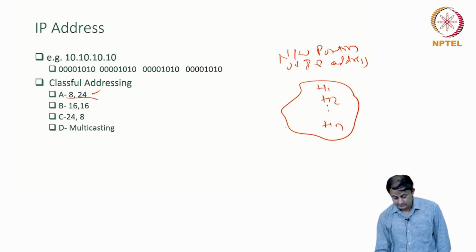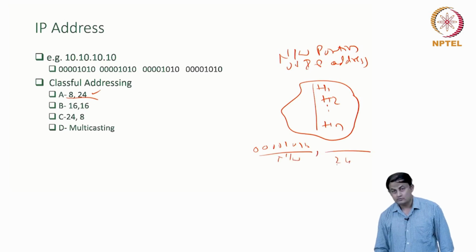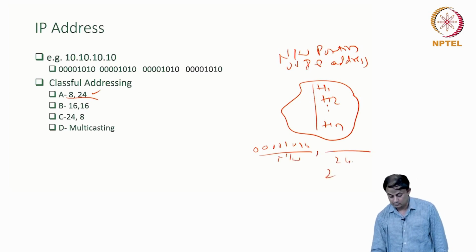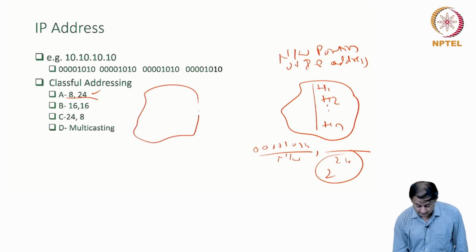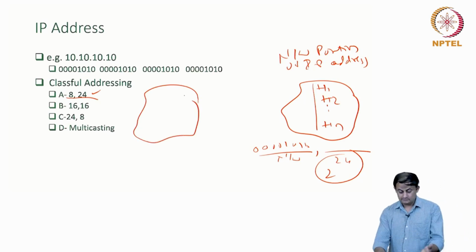So the first 8 bits are common for all these n hosts, and the remaining 24 bits are varying. So if my sequence is something like this, 0 0 0 1 0 1 0, and this is the network portion, then the remaining 24 bits from here to here are the host IP address. So theoretically you can have 2 to the power of 24 different hosts inside this network.